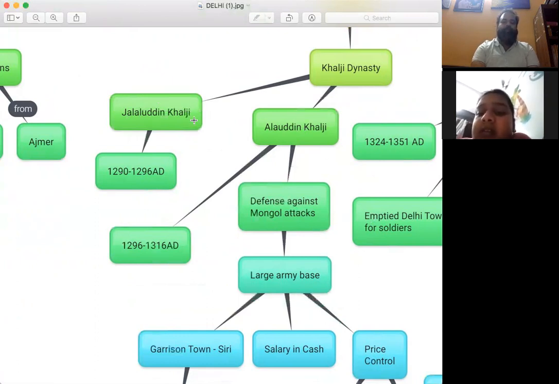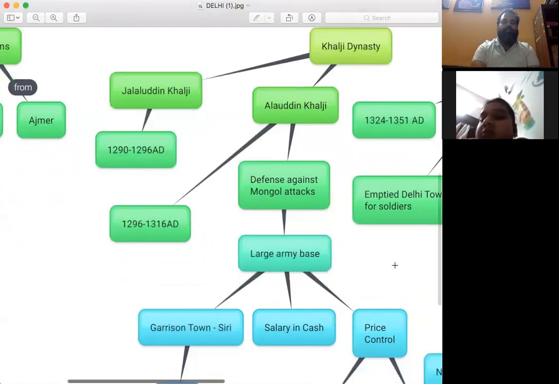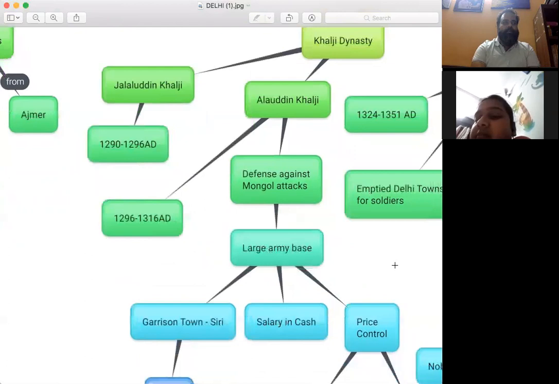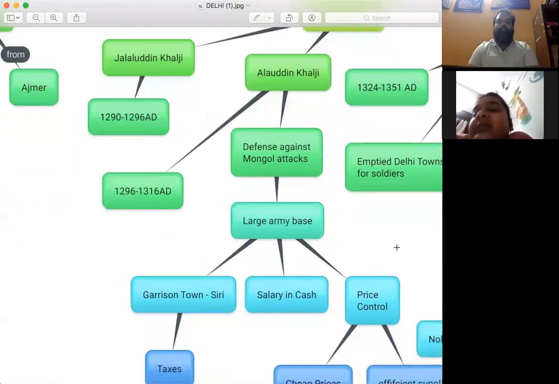After that, his nephew and son-in-law Alauddin Khilji killed him and took over. He ruled from 1296 to 1316, for 20 years. The time of Alauddin Khilji was considered very good because his administration was very good. During his time, there used to be a lot of attacks from the Mongols. Mongols were fighters, warriors from Mongolia, Central Asia.